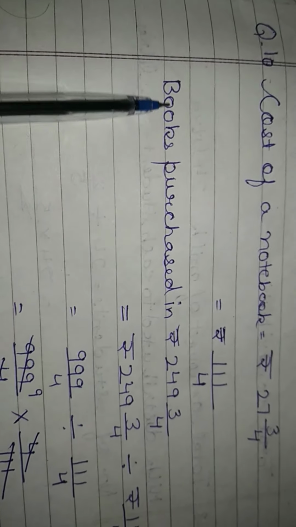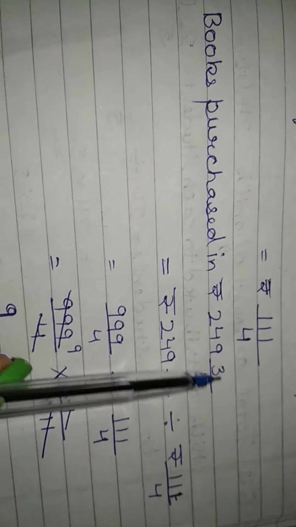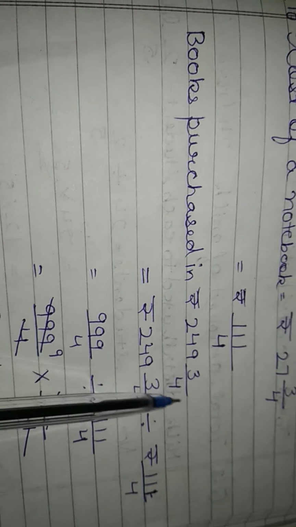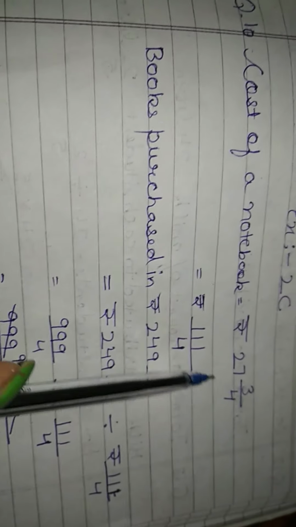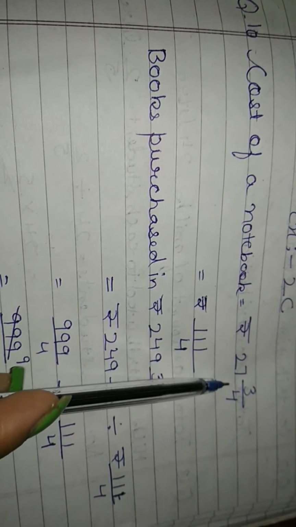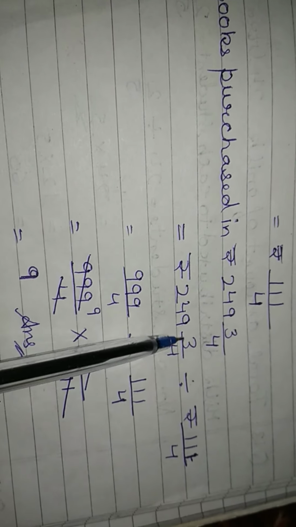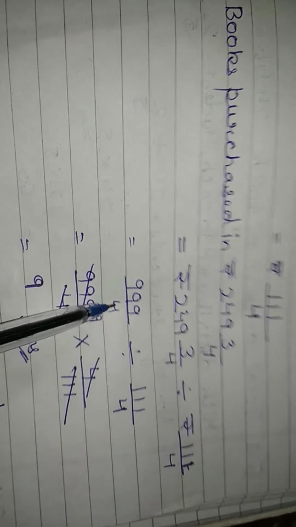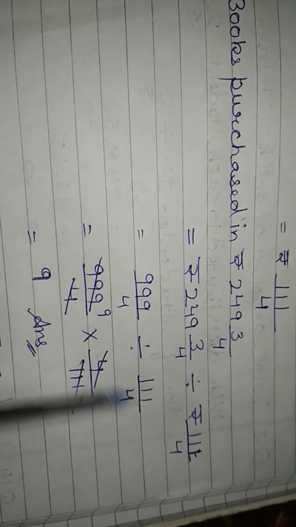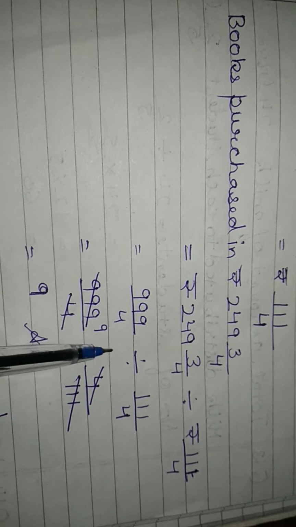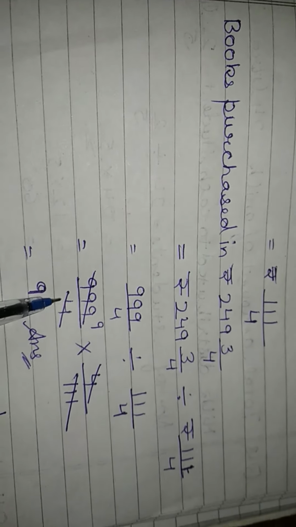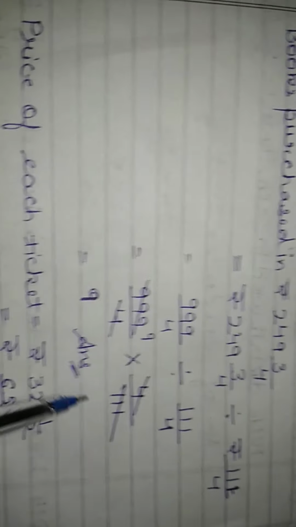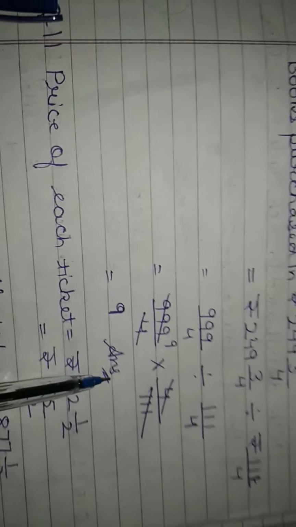So the number of notebooks purchased in rupees 249 3/4 is this amount divided by the cost of a single notebook. So here also we will convert the mixed fraction into a simple fraction, and after that we will divide both these fractions, and in the division of fractions we multiply the first fraction with the reciprocal of the second fraction, and after that we will get our answer.